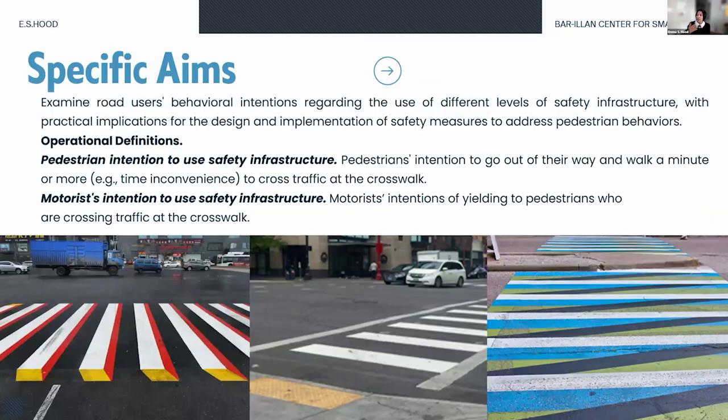So with that, my specific aim for my study was to examine road users' behavioral intentions regarding the use of different levels of safety infrastructure, with practical implications for the design and implementation of safety measures to address pedestrian behavior. So what do I mean by pedestrian intention to use safety infrastructure? Do pedestrians have the behavioral intention to go out of their way, to walk a minute or more, which is a time inconvenience, to cross traffic at the crosswalk? And motorist intention was defined as the intention to yield to pedestrians who are crossing at the crosswalk.